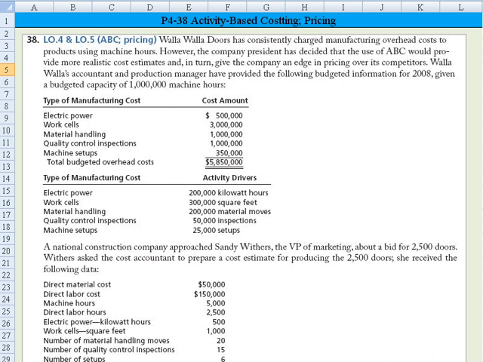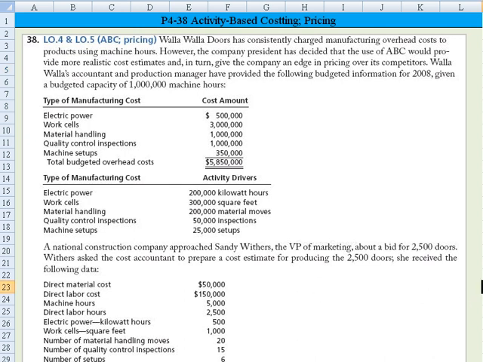Walla Walla's accountants and production manager provide the following budgeted information for 2008, and they tell us that there's a budgeted capacity of 1 million machine hours. Okay, so we've got cost amounts coming up with a total budgeted overhead cost equal to 5.85 million, and it looks like we've got 5 different activity drivers for different types of manufacturing costs.